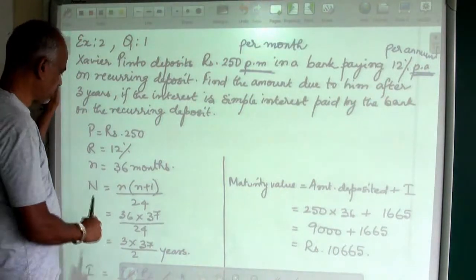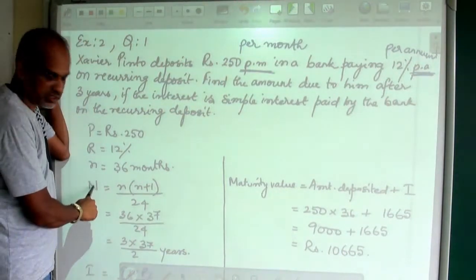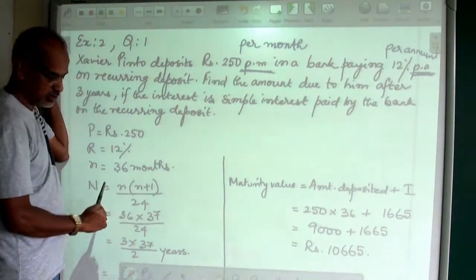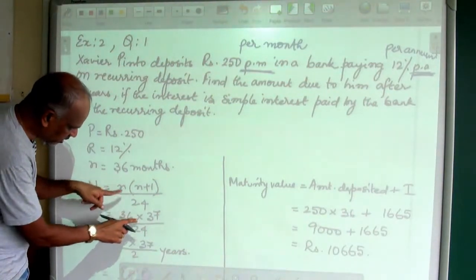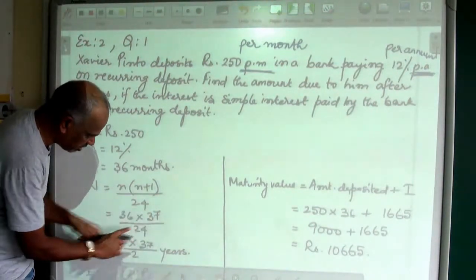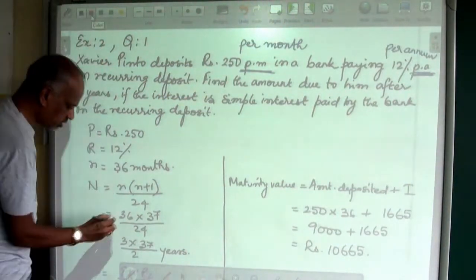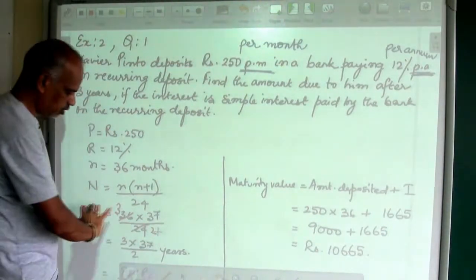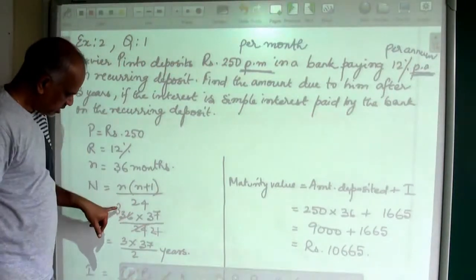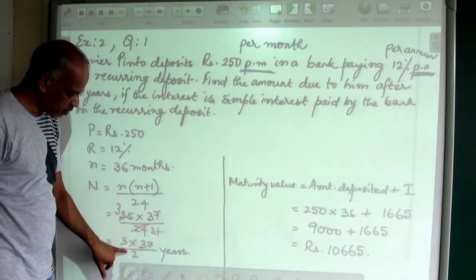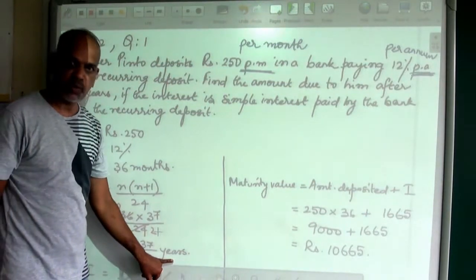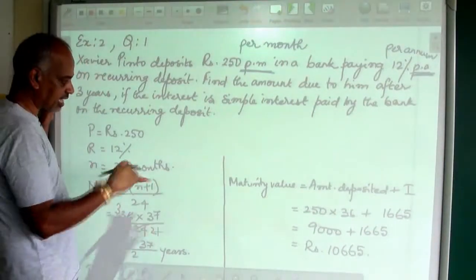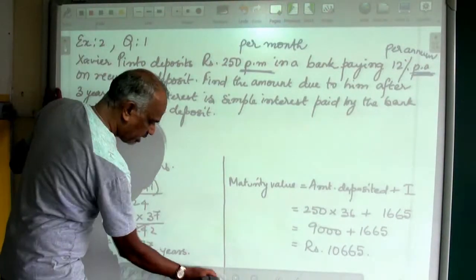The first thing that you will find is capital N value. This is your calculation. Capital N is given as small n times n plus 1 divided by 24. Small n value is 36 into 36 plus 1, that's 37, divided by 24. You can simplify this. Both these can be divided by 12. That will go thrice and this will go twice. No need to divide and write it as a decimal. The answer is 3 into 37 by 2. Time now is in years. Now after you calculate capital N value, the next calculation that you have to do is finding interest.